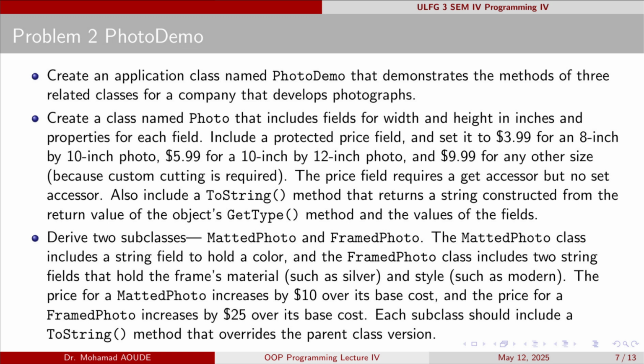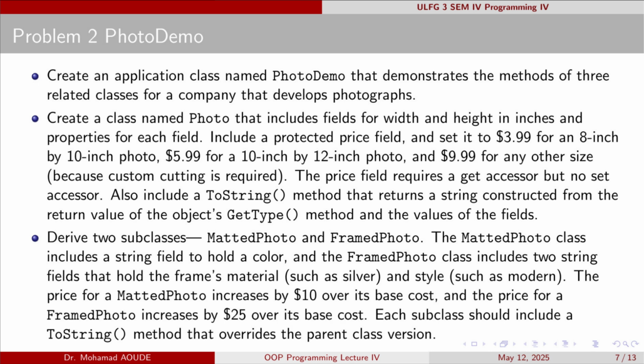Photo also needs a toString override including class name and field values, method overriding, polymorphism. Another opportunity to customize the string representation. Matted photo and framed photo are specified as subclasses, derived classes, of photo. They inherit from photo and add their own unique characteristics.